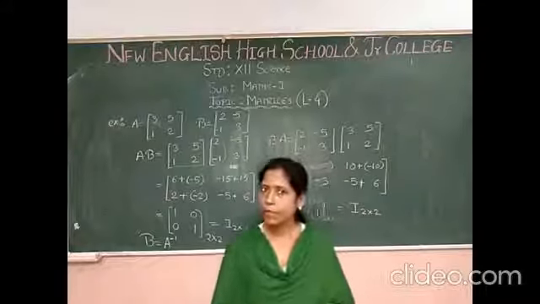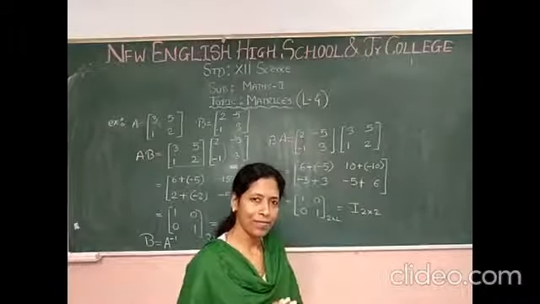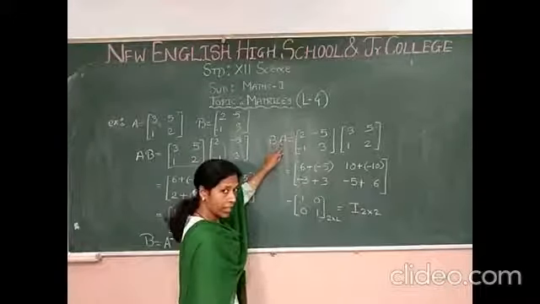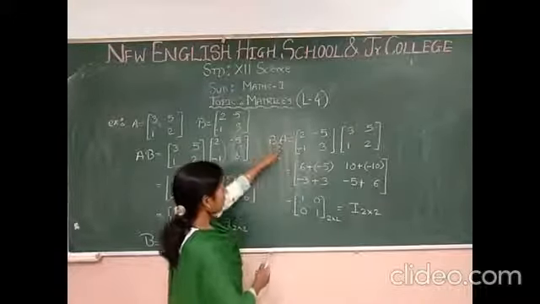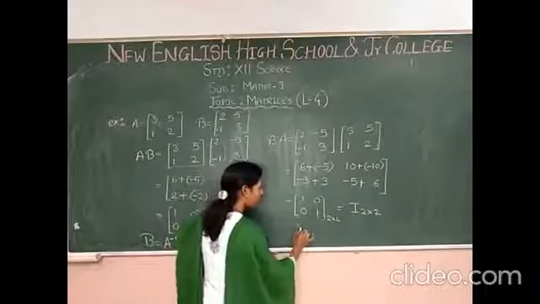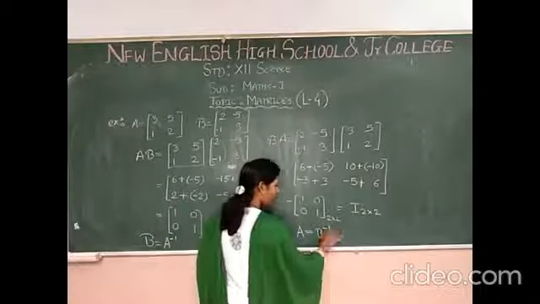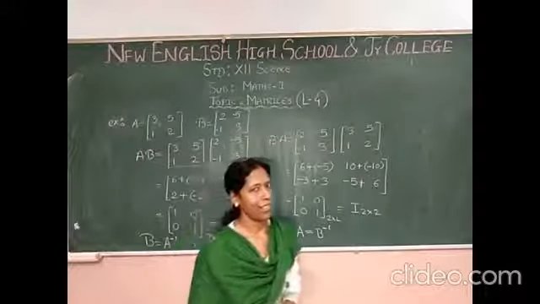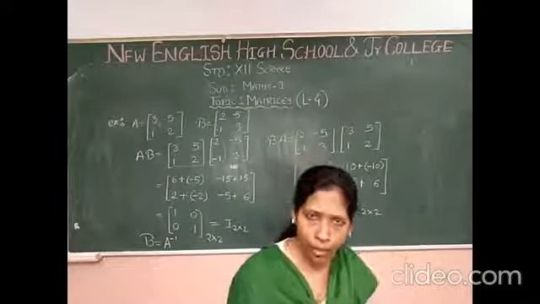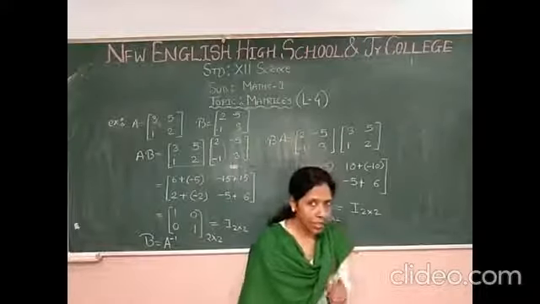What we got? That B into A is again an identity matrix. Means I can say that matrix A is inverse of B. Means I can say that matrix A is equals to inverse of matrix B. So in this example, what we saw is that A is inverse of B as well as B is inverse of A. Please write it down.